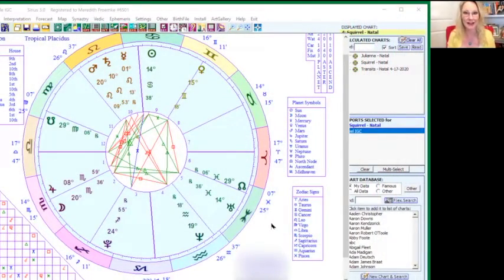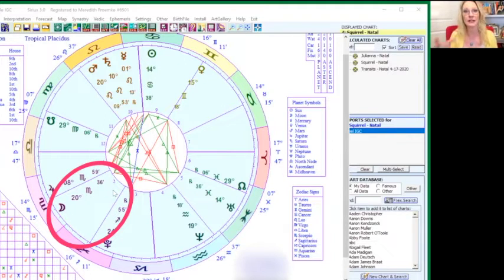Let's go back to my example in my chart. Okay, so I showed you how to find your chart ruler, which is no small thing. Now I want to show you how to find the rulers of the different houses, okay? So this is kind of exciting. Now, what you need to do is you need to look at the cusp of each house. This right here is the doorway to the second house.